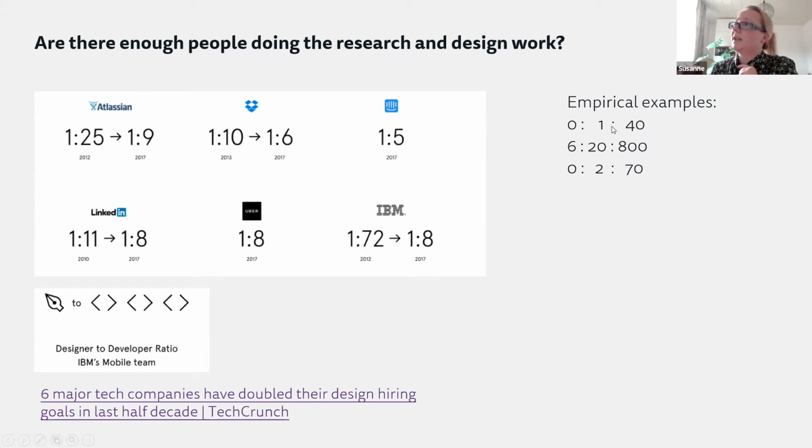It's almost the same ratio. So yeah, it's the same ratio, 1 to 40. And the service provider of individual software that I'm working with has this ratio also: no researcher, two designers who also do the research stuff, and 70 developers. This is the reality, and this is only true for the big techs who lead the movement.